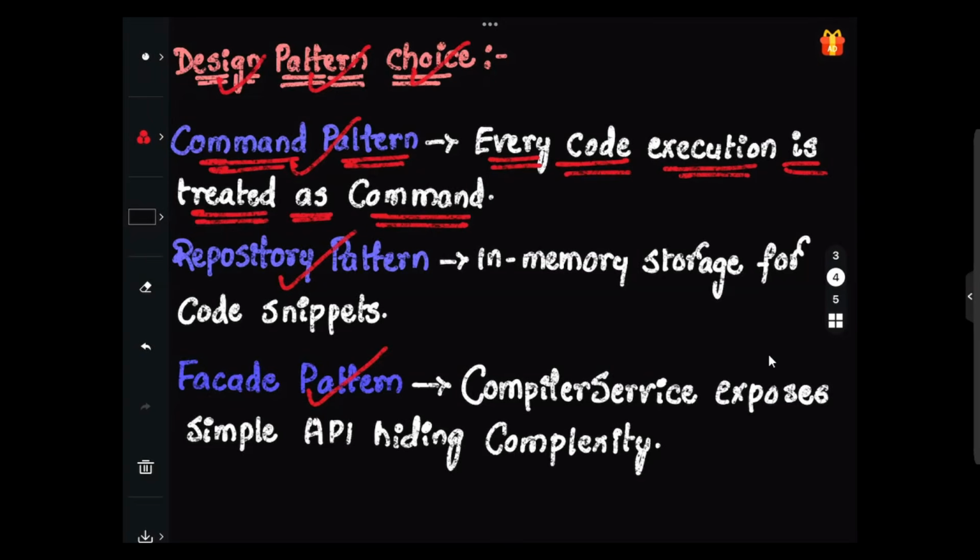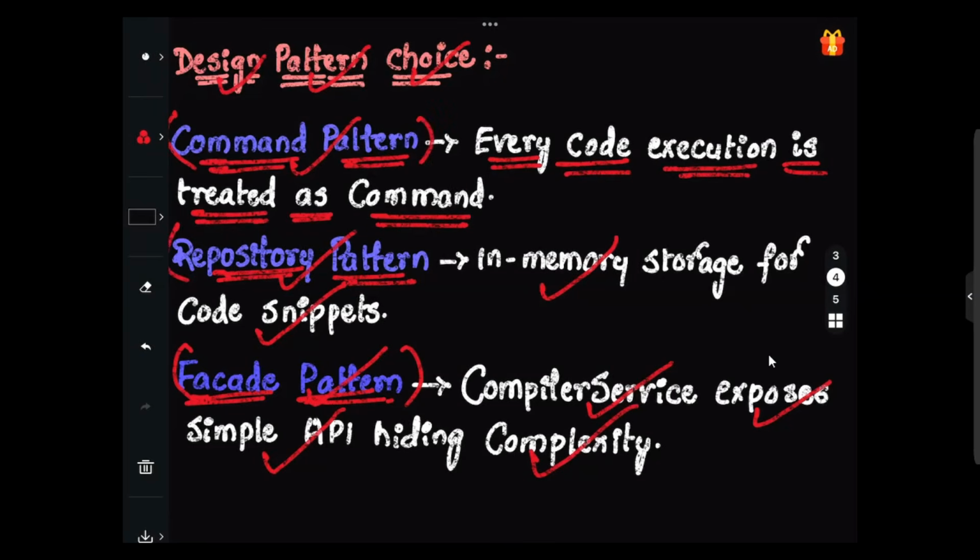So we will be making use of the repository pattern as well, for the in-memory storage for code snippets. Finally, we'll be going with the facade pattern as well. Here the compiler service exposes a simple API hiding the complexity. That is the reason we'll be going with the facade pattern. So we will be making use of three patterns here: one is command pattern, the second one is repository pattern, and the third one is facade pattern. So this is fine, I believe.